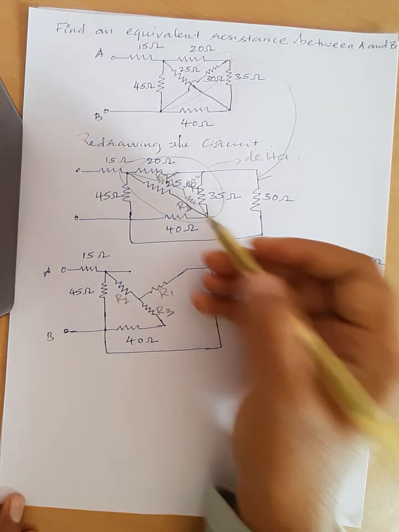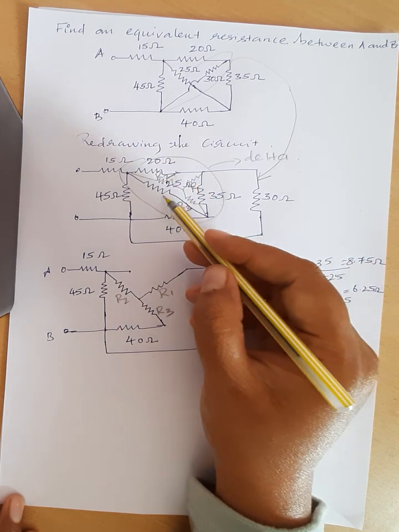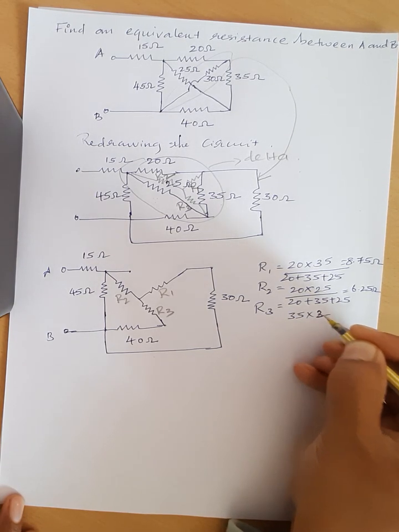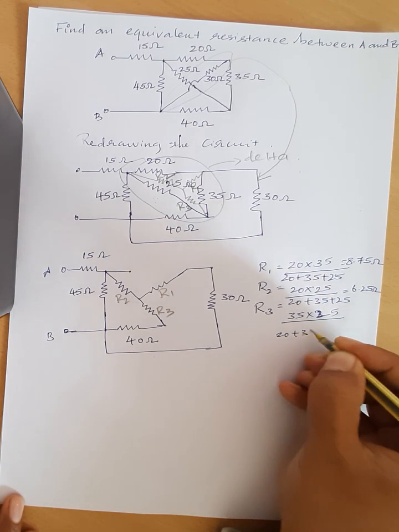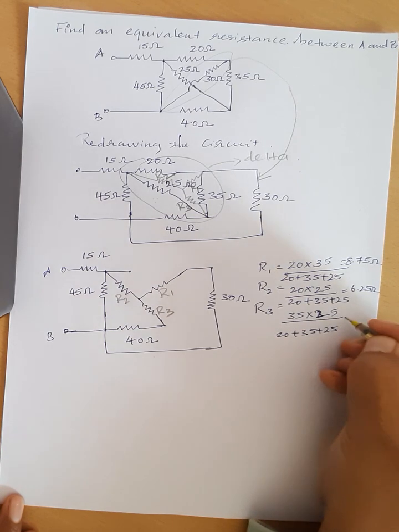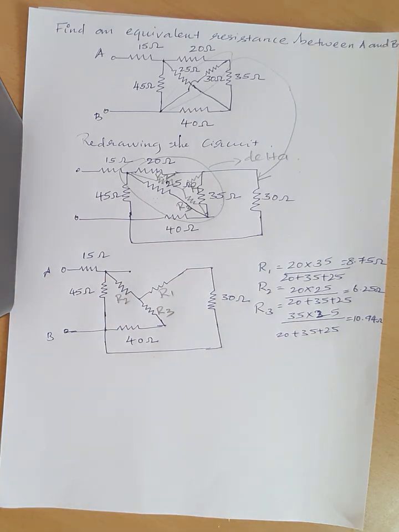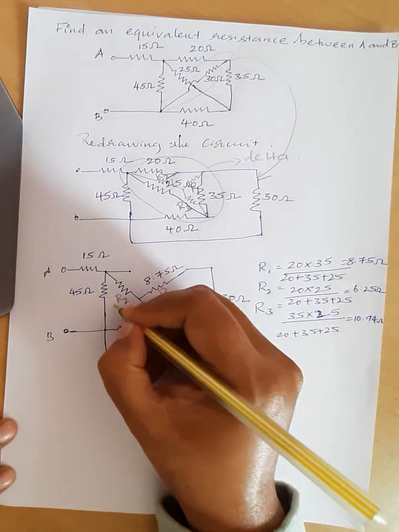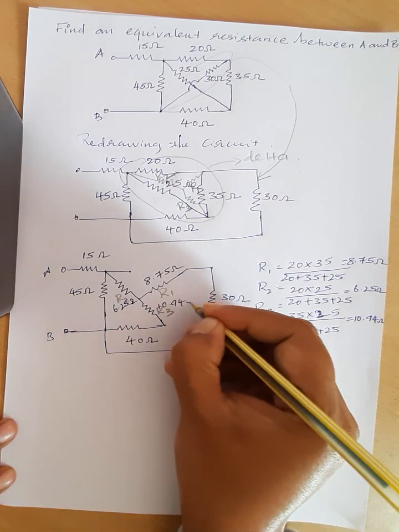R3, this is R3, 35 into 25 divided by 20 plus 35 plus 25. You will get 10.94 ohms. Now write those resistance values. R1 you got 8.75 ohms, R2 you got 6.25 ohms, and R3 you got 10.94 ohms.